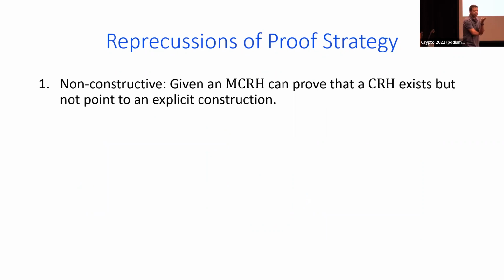If you come and tell me that you have an MCRH and you give me the code, I will not be able to tell you, here is my CRH. I can prove to you that one exists, but I cannot specify what it is. The reason is, I have this candidate CRH, and maybe that works. But if it doesn't, then there's an attack, and I don't know what it is that specifies my actual CRH. So it's non-constructive. I can prove that a CRH exists, but I cannot point it out to you.